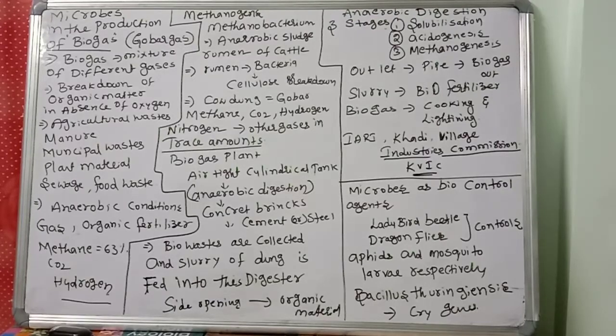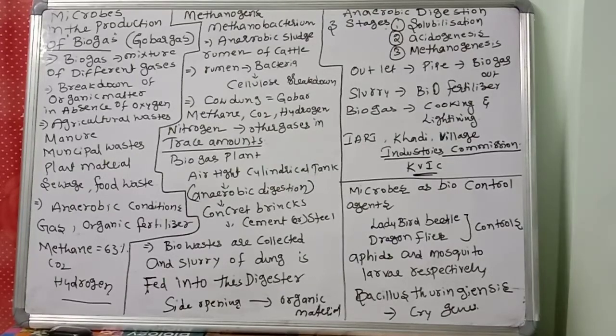Now in this concept, we will discuss how we can produce biogas, how the biogas production plant works, what kind of raw materials we use, and what kind of bacteria we use to produce gobar gas or biogas. Okay children, biogas is also a product of microorganisms. So how it is produced and how it is useful for the public, that we will discuss. Okay children, observe very carefully.